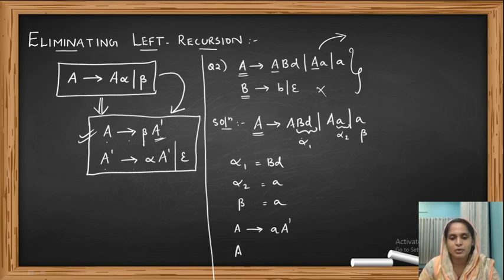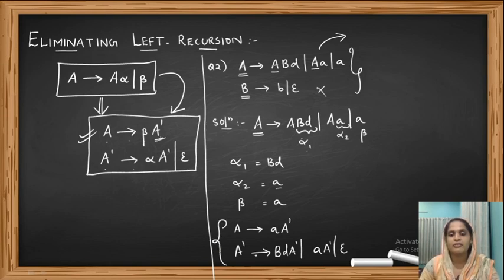Now we have to write the second production. A dash produces. Actually the general format is A dash produces alpha A dash bar epsilon, right? But here we know that we have two alphas, alpha 1 and alpha 2. So how will we write? We have to write it as alpha 1 A dash bar alpha 2 A dash bar epsilon. We know that alpha 1 is BD, so instead of alpha 1, you can write BD A dash. And the second term is alpha 2 A dash. Instead of alpha 2, you can write small letter A, so A A dash. So this is our final production.